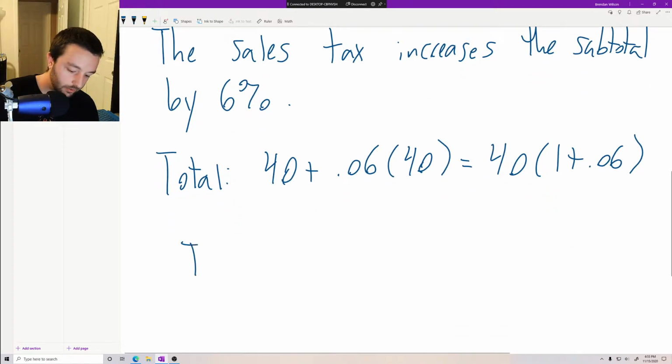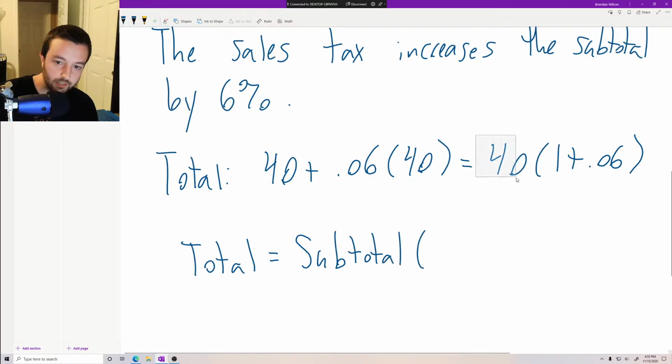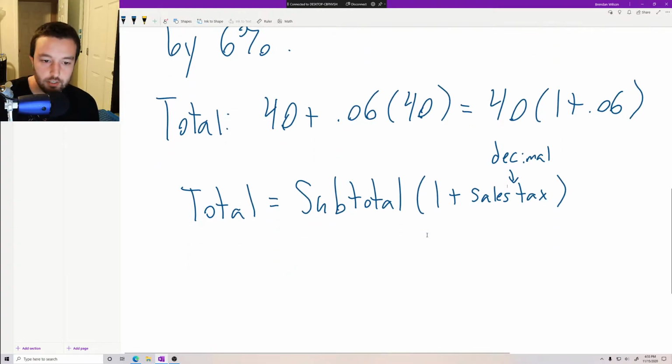Okay, so our total, then, if we have this, let me use an equal sign here. Our total is the subtotal, just like we had with the 40 here, times 1 plus the sales tax, as a decimal. So this is like a shortcut.